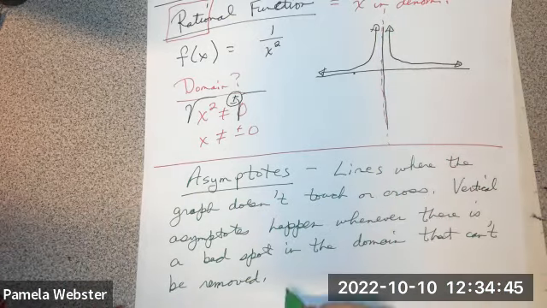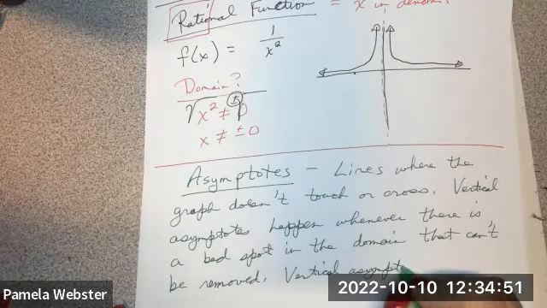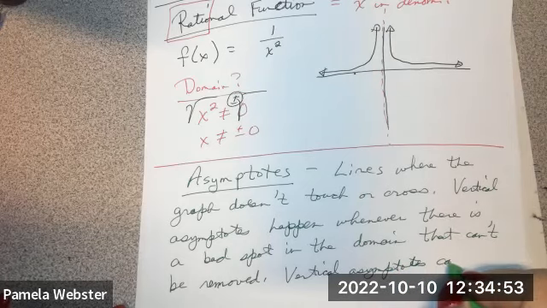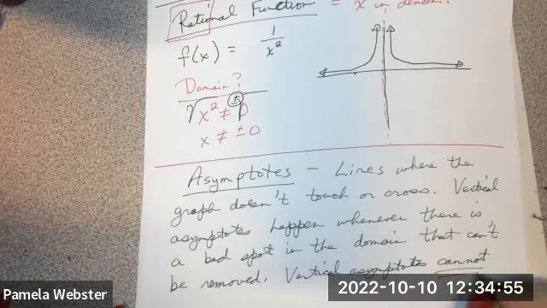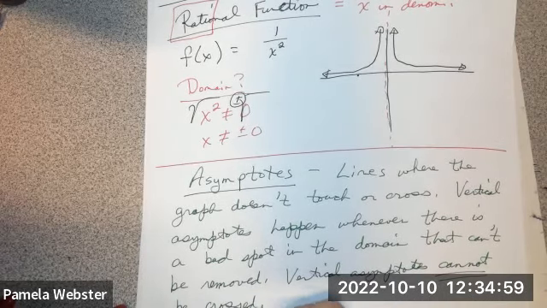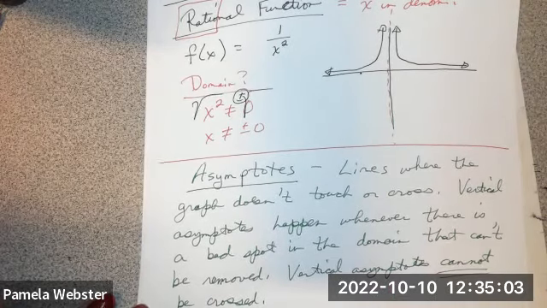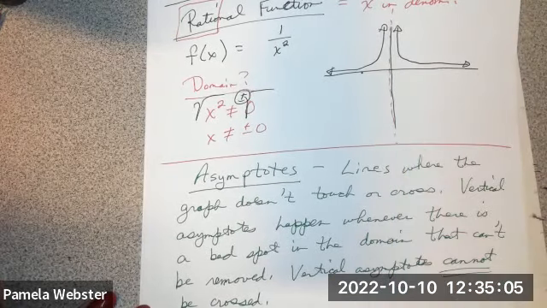Vertical asymptotes cannot be crossed. And the reason why is because they are bad spots in the domain. That means that is never going to happen. X can't be 0 here, and we're never ever going to say, except for this one time, we know we can't divide by 0, period. So that's the way that's going to go.